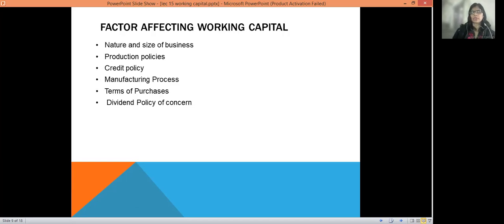Next, in this slide, we are going to focus on the major factors. What are the factors that affect the working capital? So what are the factors which we have to keep on focusing? First one is nature and size of business.